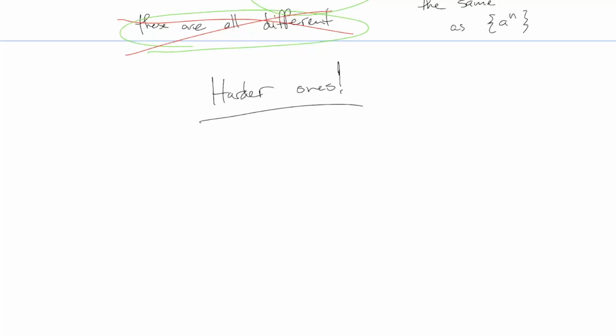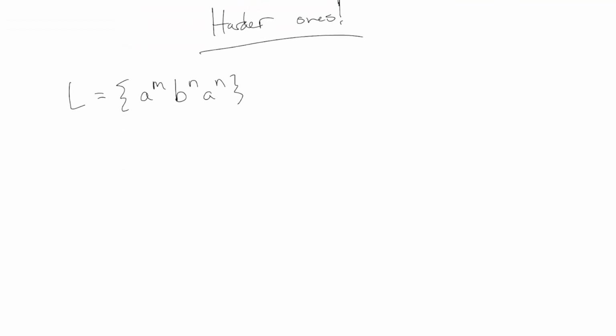Slightly harder ones. These are not all really hard, but how about this? L equals a to the m, b to the n, a to the n. This one is a little harder, just because for this one, what you would naturally try to do doesn't work. I will write this in green, because this is not going to work. But this is what I would try.